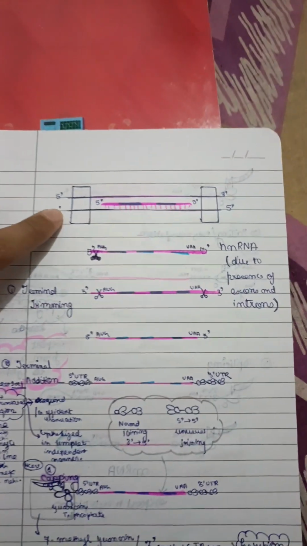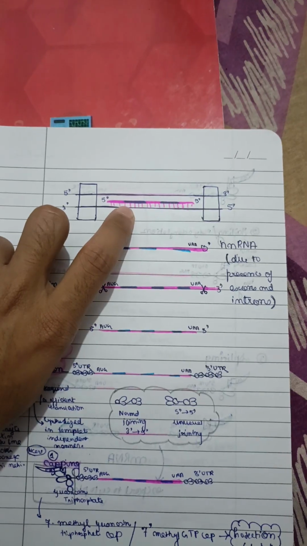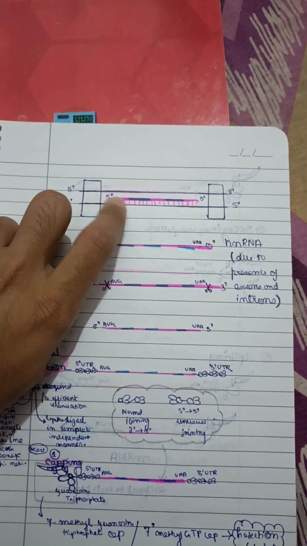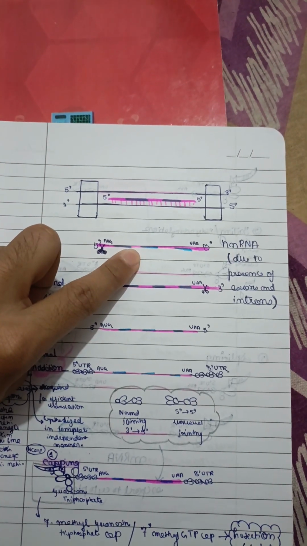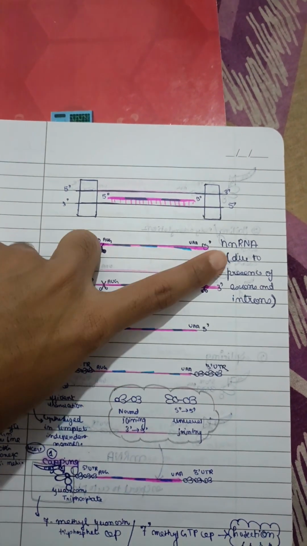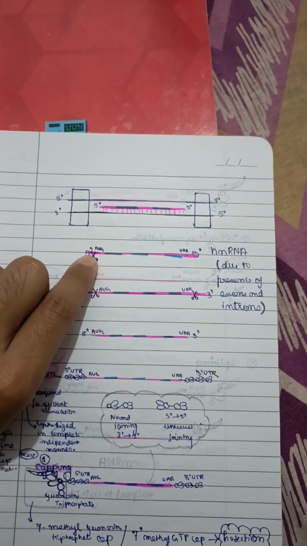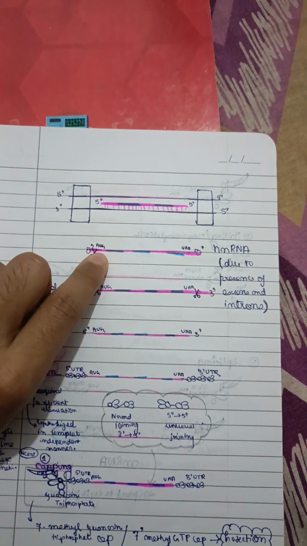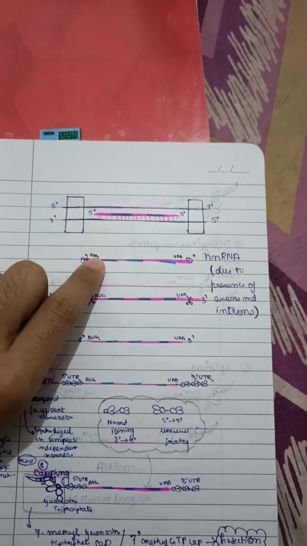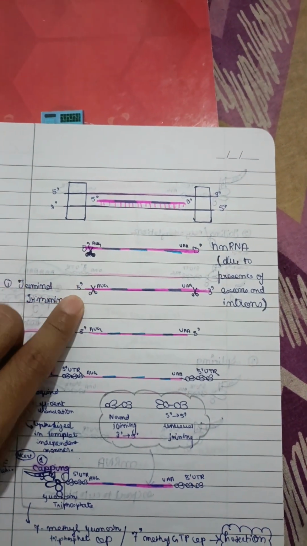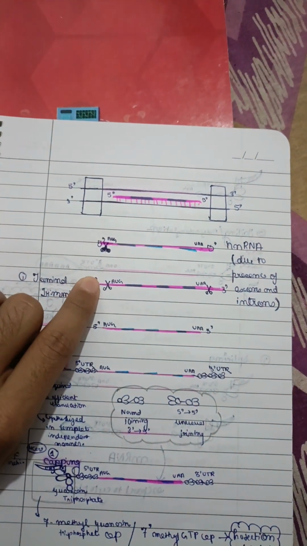So here you can see this is the DNA. Okay, the RNA is getting transcribed here. So this is the RNA, but it is called the hnRNA, heterogeneous nuclear RNA, because introns and exons are present, and still there is no capping done, no tailing done. So initially it is called the hnRNA. Okay, heterogeneous nuclear RNA.